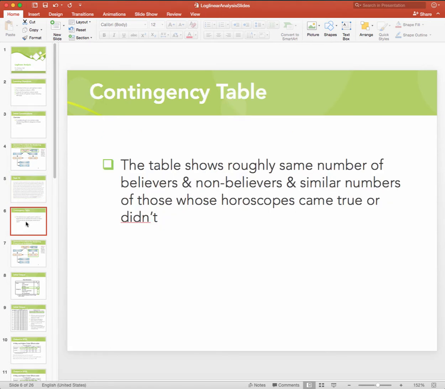So the first thing we need to do is think about the contingency table. The cross-tabulation table that is produced by SPSS contains the number of cases that fall into each combination of categories. Although this table is quite complicated, you should be able to see that there are roughly the same number of believers and non-believers, and similar numbers of those whose horoscopes came true and who didn't. And those proportions are fairly consistent across all of the different star signs, and there are no expected counts less than 5. So let's take a look at what you need to do.